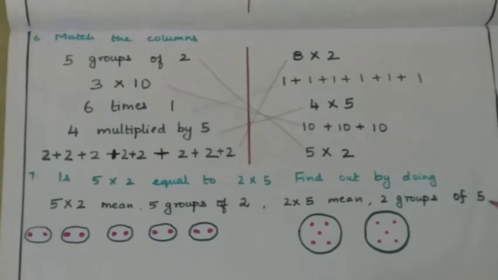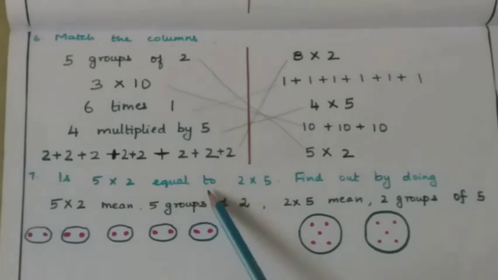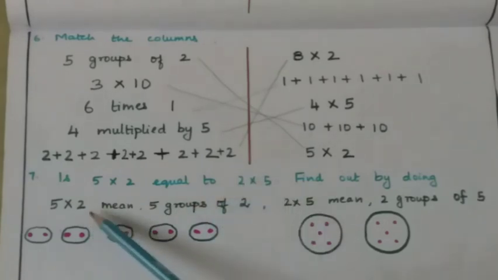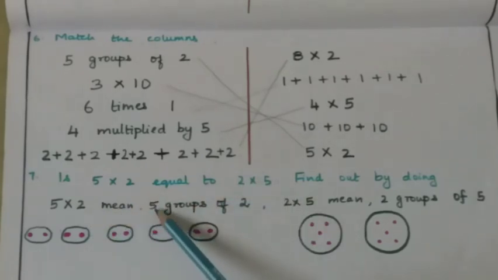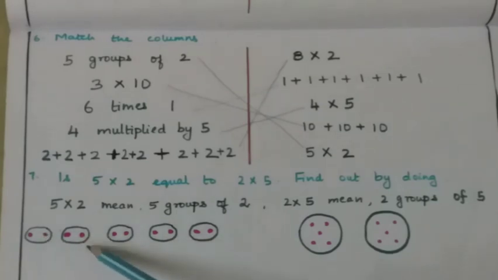Now let's move to the last activity. Ask your child to check if 5 into 2 is equal to 2 into 5. 5 into 2 means there are 5 groups of 2. And 2 into 5 means there are 2 groups of 5. So here I have made 5 groups with 2 dots in each group. Here I have made 2 groups with 5 dots in each group.